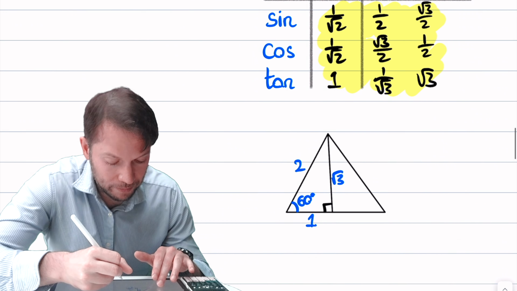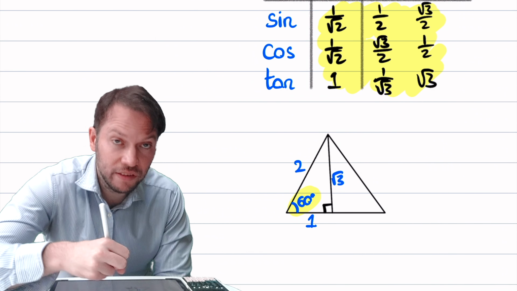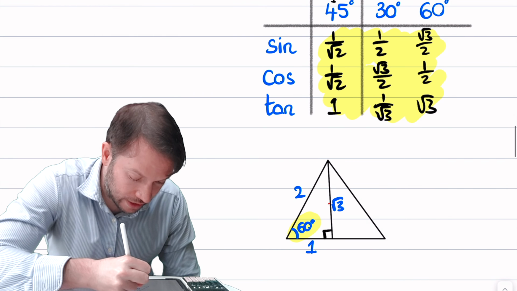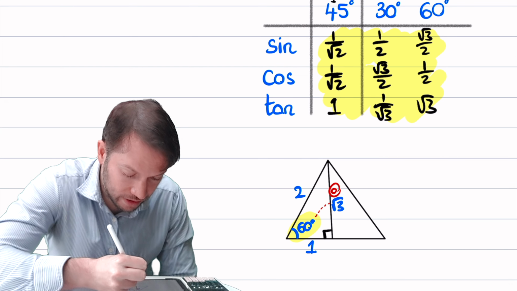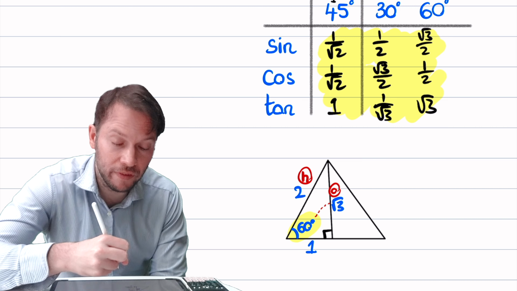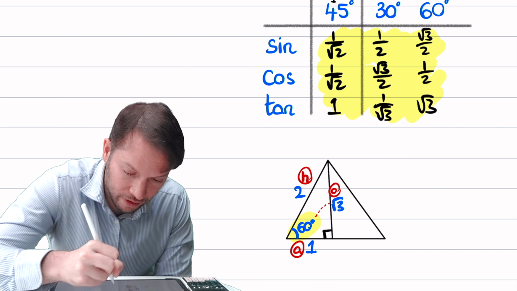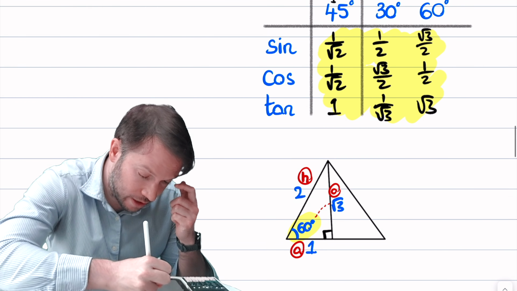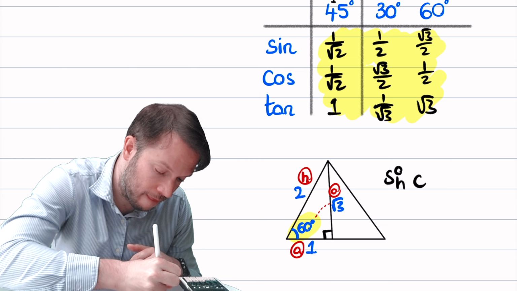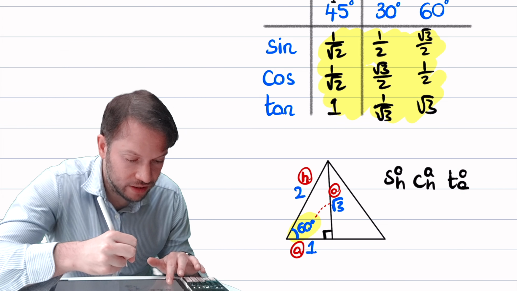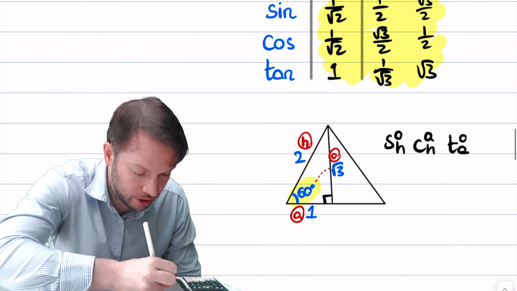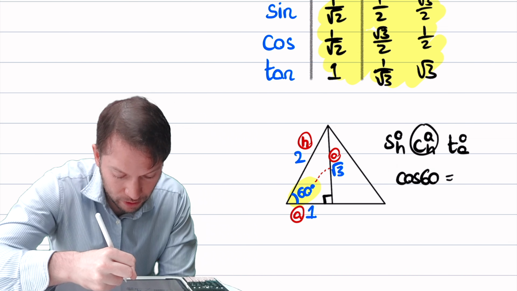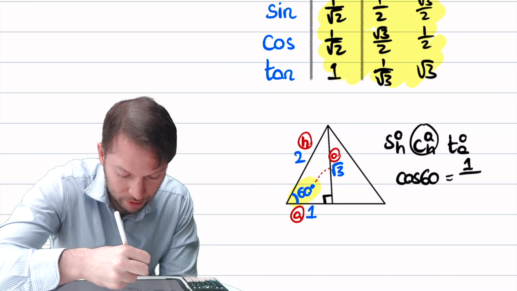And this is cos of 60. So this is the angle of interest. We label the sides relative to that. This side here is opposite that angle, so that's O for opposite. This is the hypotenuse because it's the longest length, H for hypotenuse. And this length here is A because it's adjacent to this angle. And then we can use SOHCAHTOA again. We're trying to work out cos of 60, so we're using this one here. So cos of 60 is equal to the adjacent, which is 1, over the hypotenuse, which is 2.